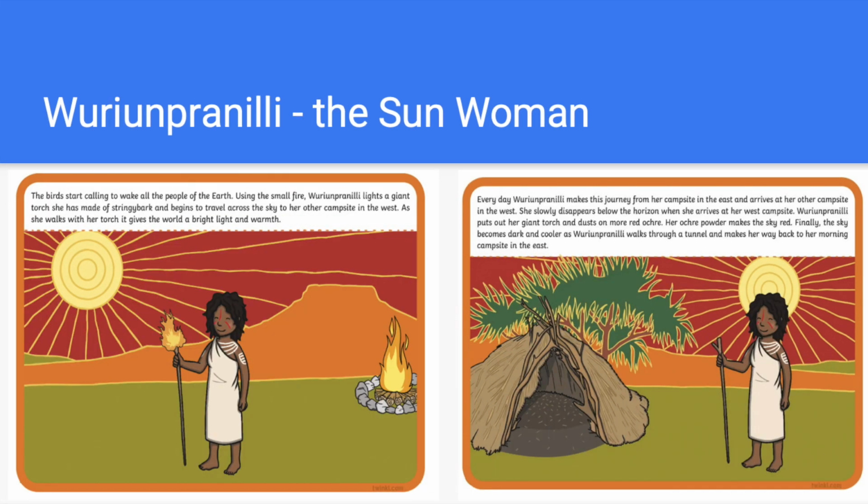This story, Wurrunga Pranili, the Sun Woman, tells of how night, day, heat and light were created according to Aboriginal dreaming. Wurrunga Pranili is the story of the Sun Woman, who travels across the sky from east to west, carrying her blazing torch from a stringy bark tree.